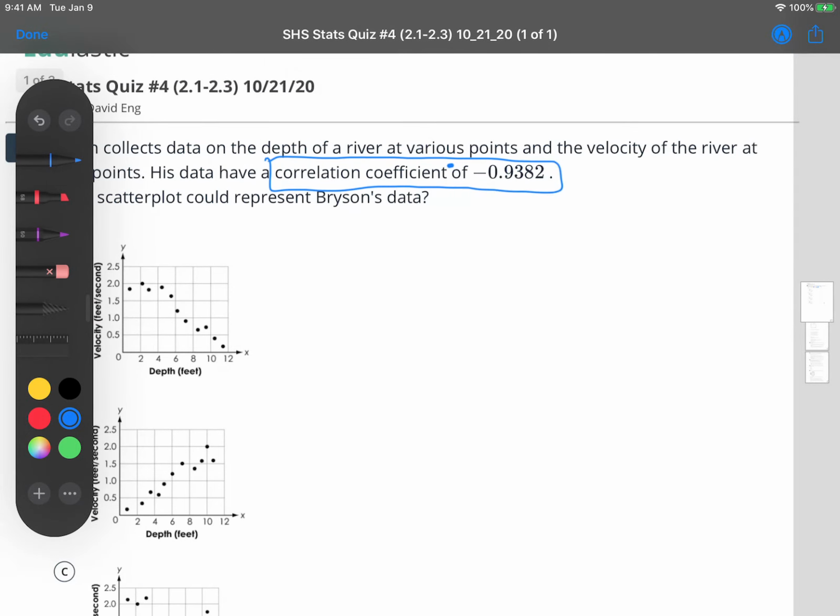Okay, a couple things I noticed right away. This is a negative correlation. And this number is close to 1, so I would say this is a strong one.